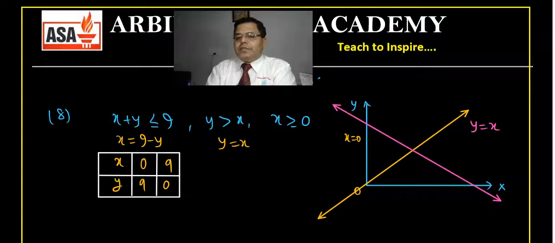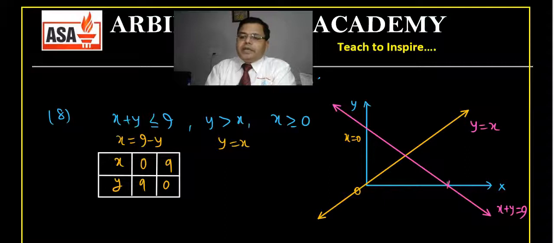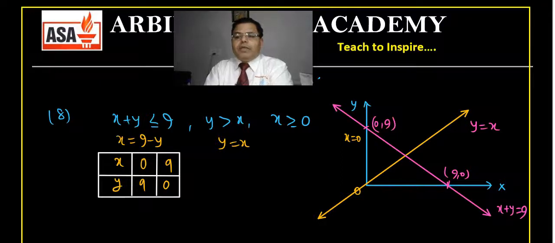So this is the line x plus y is equal to 9. Here this is 9 comma 0, and that is 0 comma 9. Now let us check what the inequality says. If I put 0, 0, then 0 plus 0 is less than 9, so this is true, so the region is towards the origin. x is greater than 0 in this direction only. And for y is equal to x, since it passes through the origin, 0 cannot be taken; any point can be taken from either side.